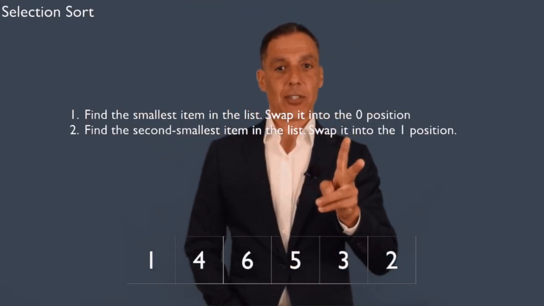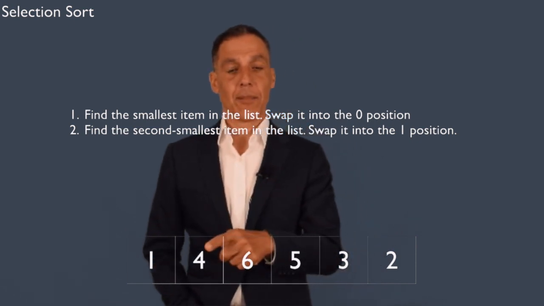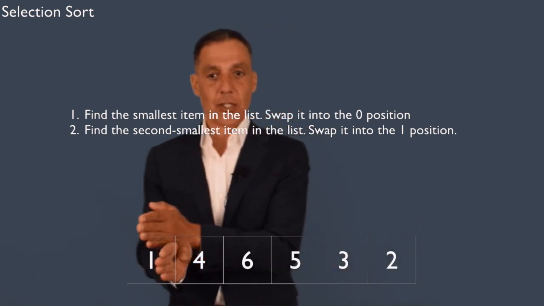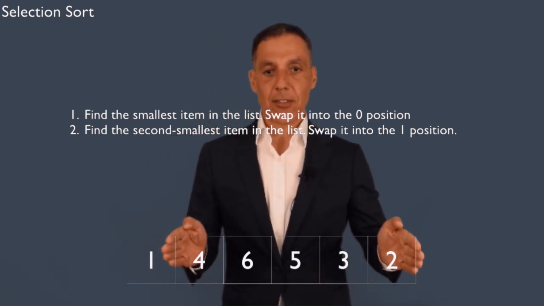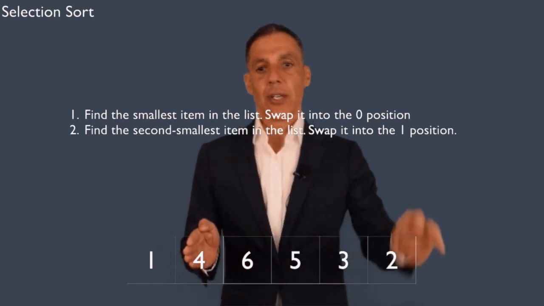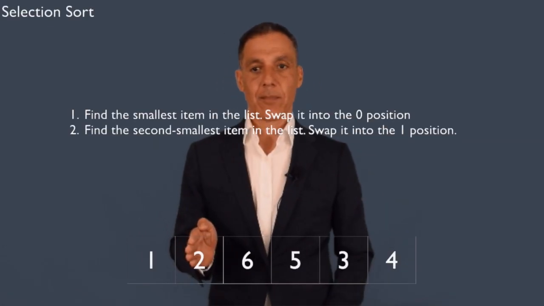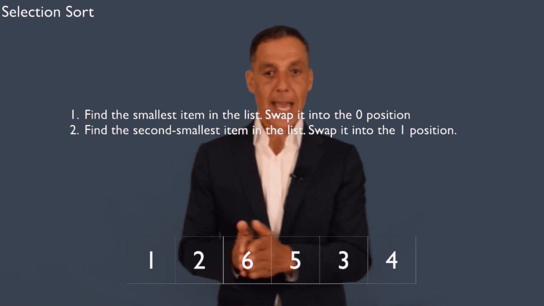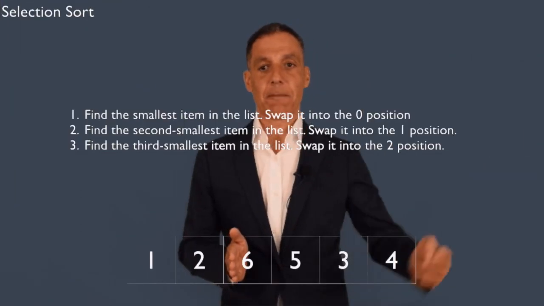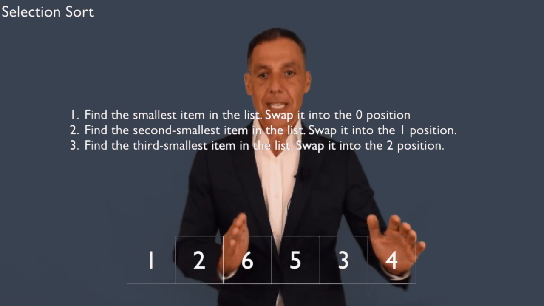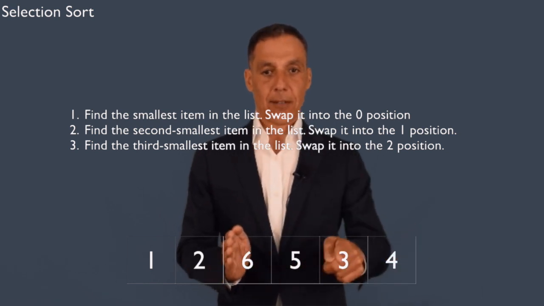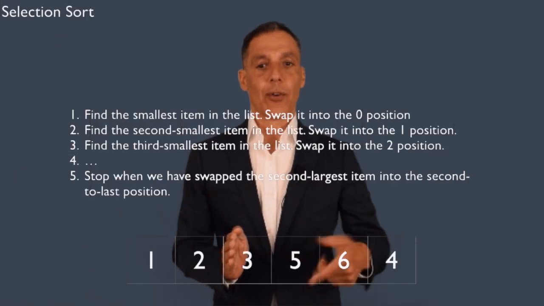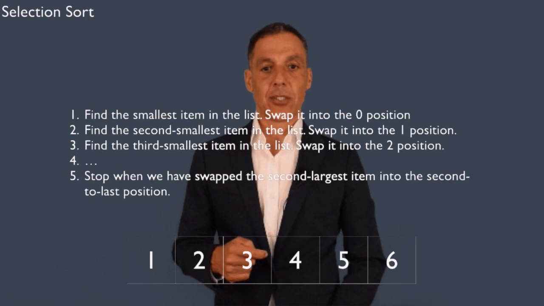Step 2 of the algorithm: find the second smallest item in the list and swap it into position 1. The other way to say this is find the smallest element in this part of the list, ignoring the element in the 0th index. So find the smallest element in here, that's a 2, swap it into index 1. Now, this part of the list is sorted, guaranteed, because this was the smallest, second smallest, and now we have to do the same thing over and over again. So, find the third smallest element in what is left over here. That, of course, is 3. We're going to swap that into index 2, and then we're going to repeat over and over again until we get to the very end.